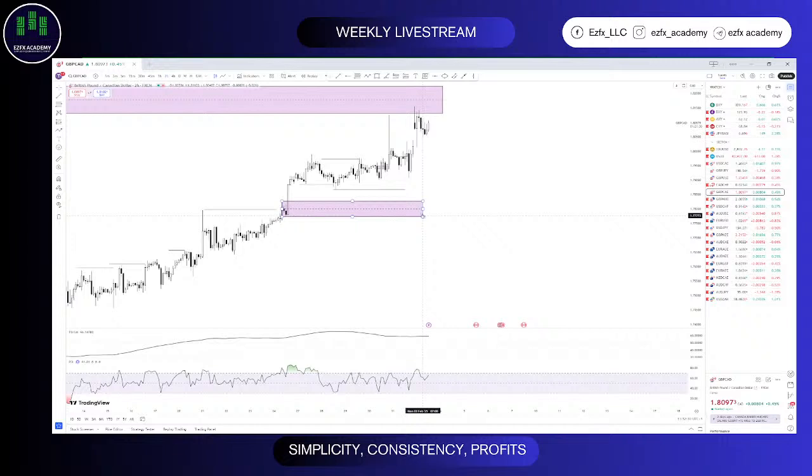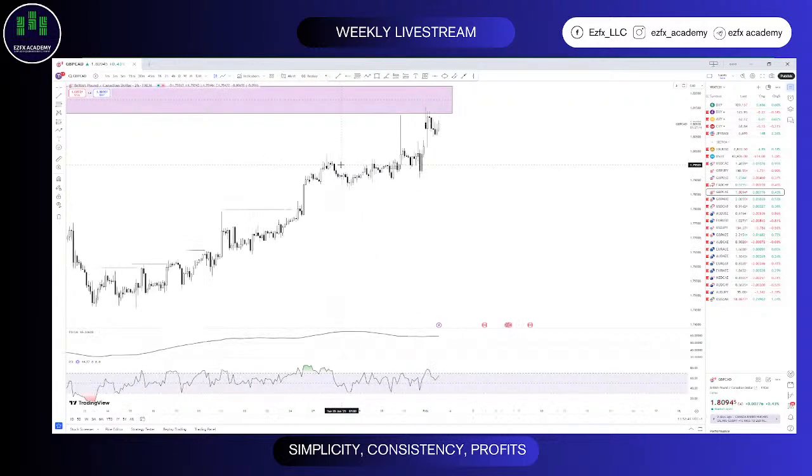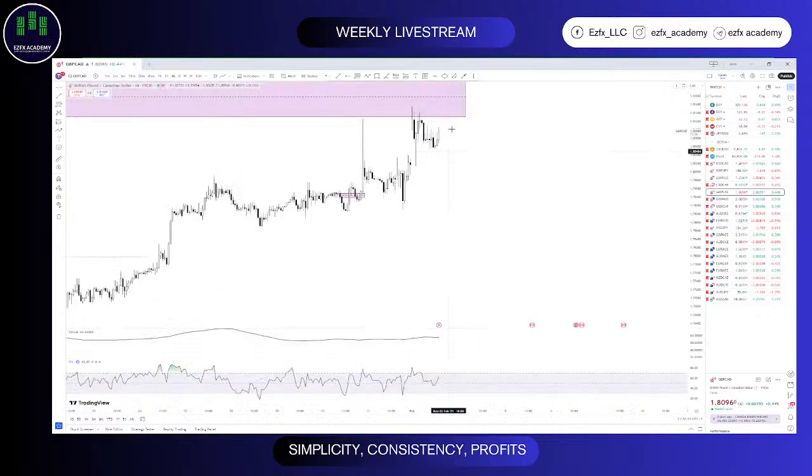Hmm, I'm seeing two different things on GBP CAD, so I'm trying my best to clarify. I'll come to the 1 hour for this because I'm seeing something on the lower time frame that I want to clarify.